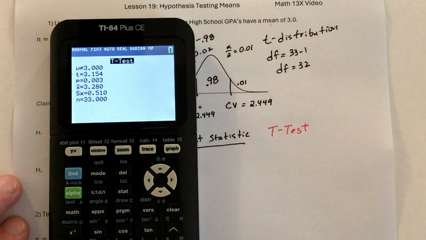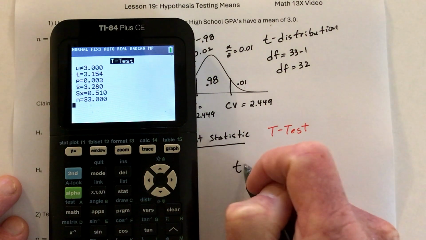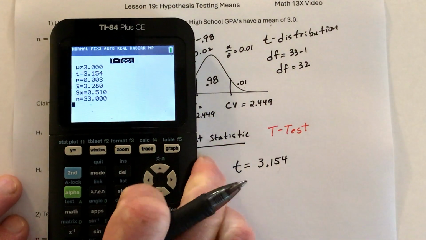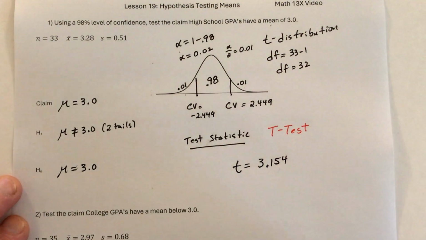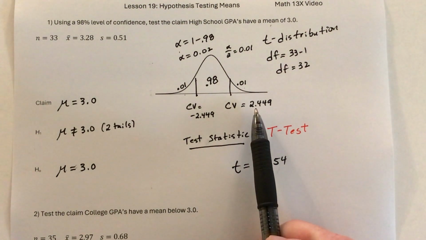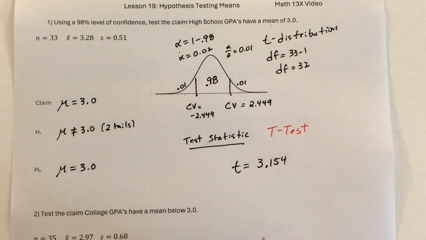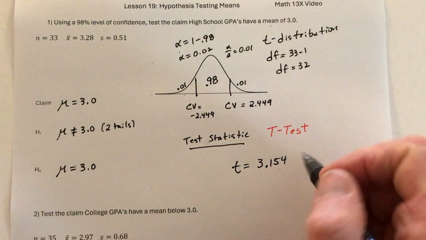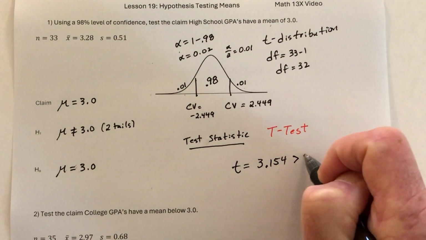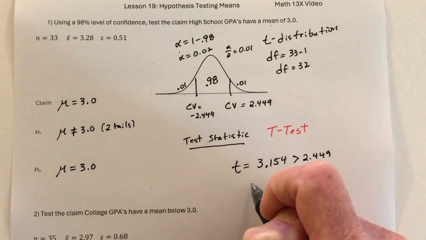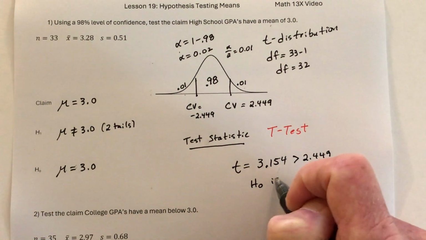So then I got t equals 3.154. The role of the critical value is to basically say anything that goes beyond this means that you actually did prove something. The 3.154 is bigger than the 2.449. That means that H sub O is false.